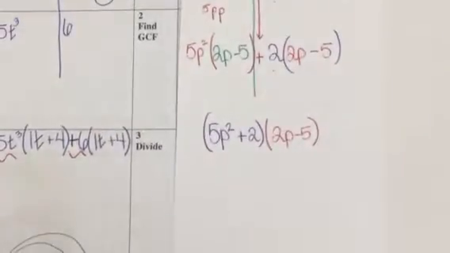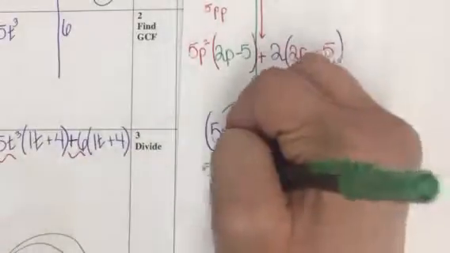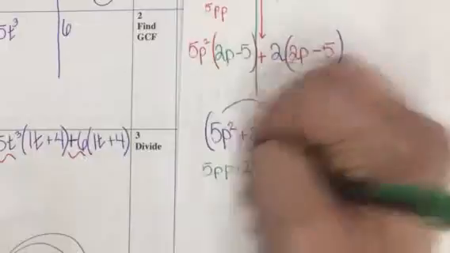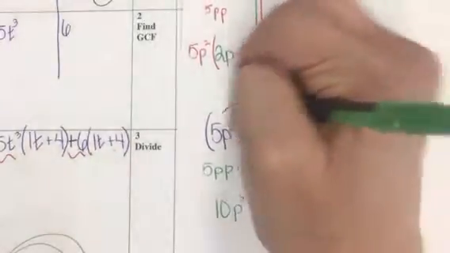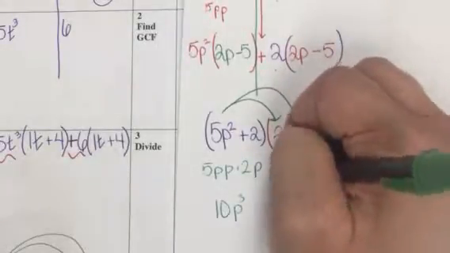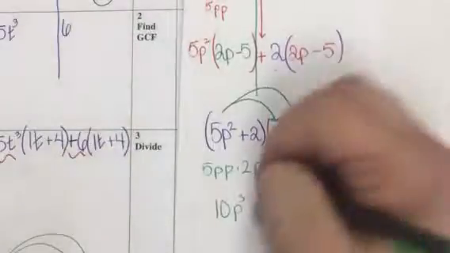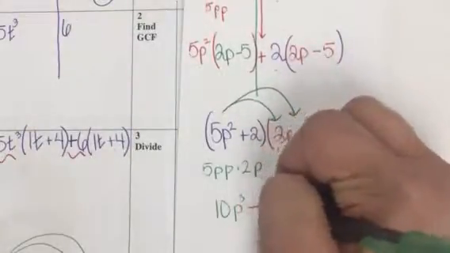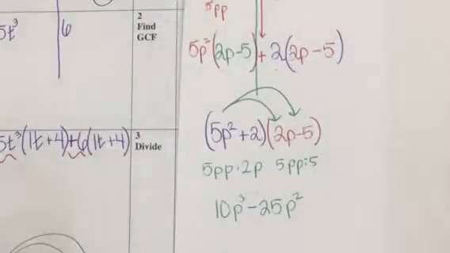Now, let's go ahead and check it. This gets multiplied by this. 5p times 2p. 5 times 2 is 10, p to the 3rd. 5p times p times 5, negative 5, would be a negative 25 p squared. Again, it's 5 times a negative 5.